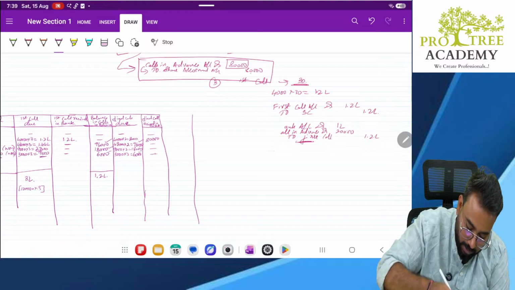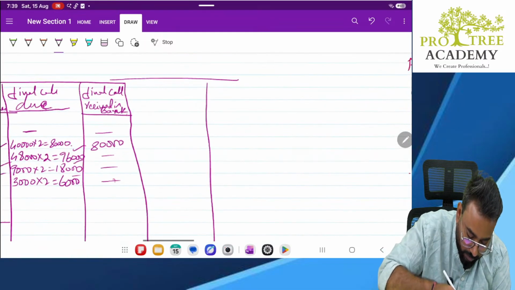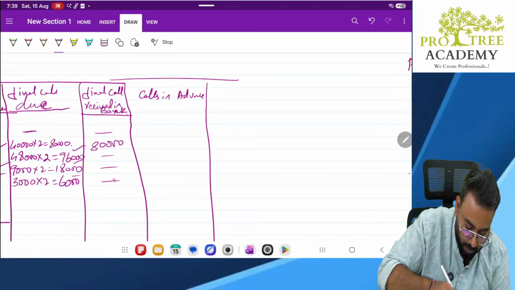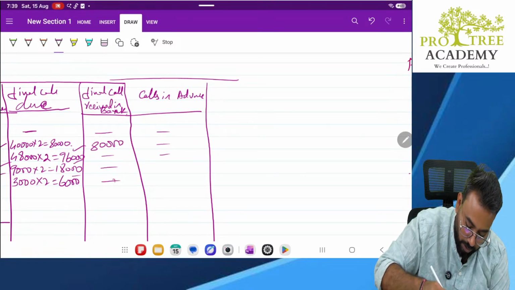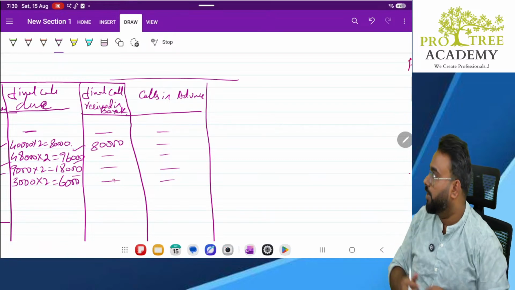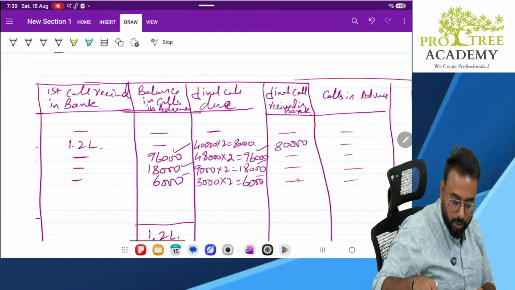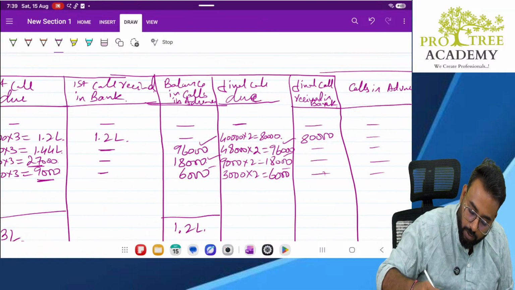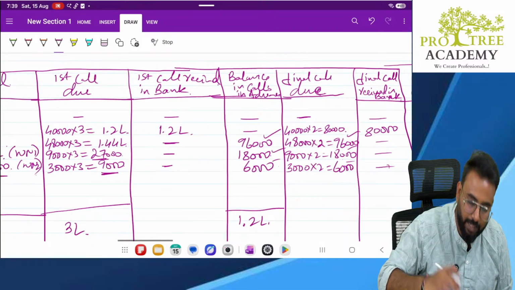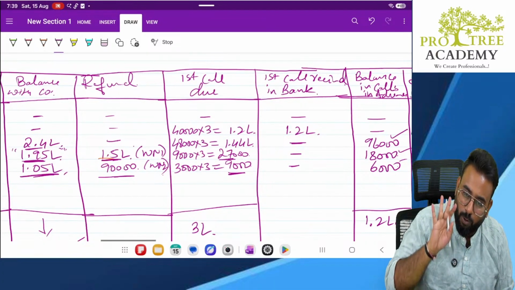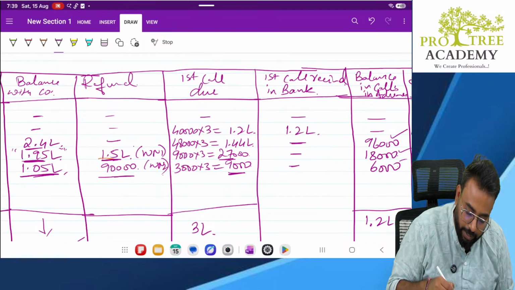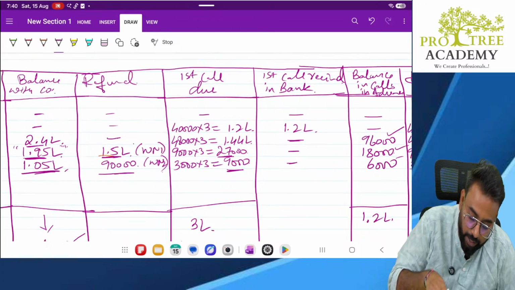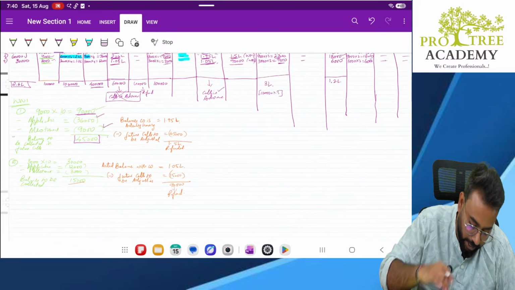Now, balance calls in advance balance. Zero, zero, zero, zero, zero. Clear? Yes. You understood why we refunded this money, 1.5 lakh, because we actually had to collect only this 18,000 and this 27,000 put together. We needed only 45,000 with us. That is why we refunded 1.5 lakhs and 45,000 we kept with us. Clear? Okay, now the table is ready, working note is ready.